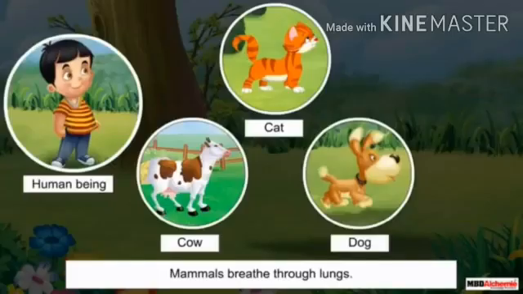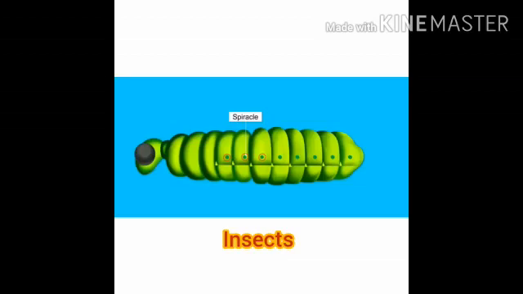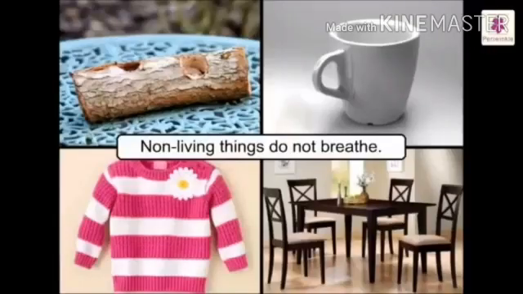Living things need air to breathe. Living things have different organs for breathing. For example, human beings, cows, cats, and dogs breathe through their lungs. Earthworm breathes through its skin. Fish breathe through gills. And some insects breathe through holes called spiracles. And the plants breathe through their stomata. But non-living things do not breathe.